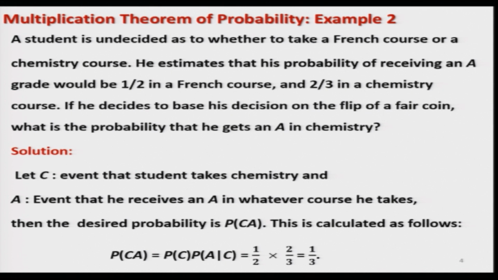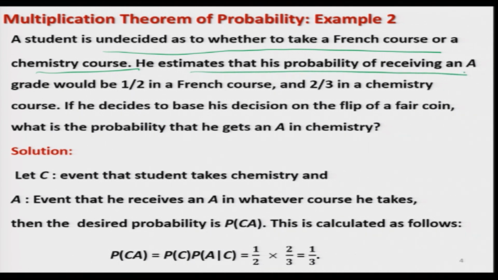Suppose there is a student who is undecided whether to take a French course or a chemistry course. Well, this happens, and in these cases the student will always try to see which of the courses is going to give him or her a better grade. So, similarly the student estimates his probability of receiving an A grade in the chemistry and French courses, and he finds that getting a grade A in the French course is 1/2 and in the chemistry course it is 2/3.